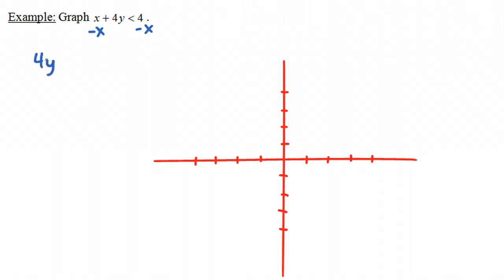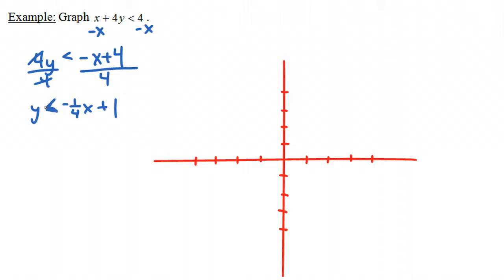The left side is just 4y. Then we have is less than either 4 minus x or negative x plus 4. It's the same thing. Then divide both sides by 4 to get y all by itself. We have y is less than, well, negative x over 4, one way to think about that is just negative 1/4 x. And then plus 4 over 4 would be plus 1. Okay, so we have y is less than negative 1/4 x plus 1.